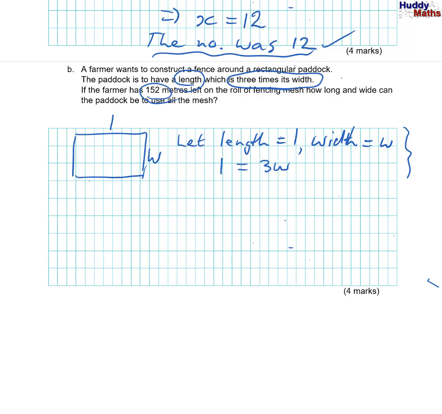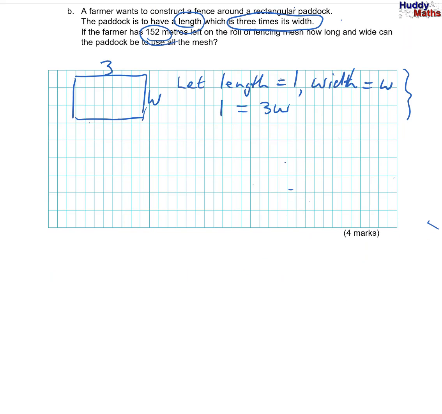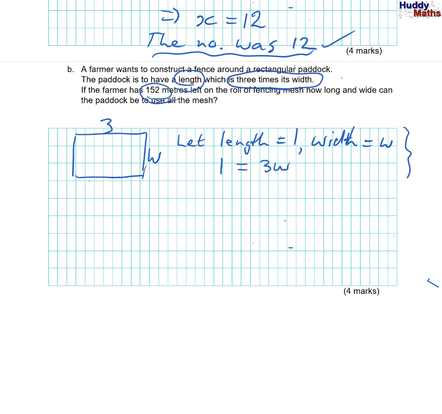So you're talking about the perimeter, aren't you? The distance right around the figure is 152 metres. So let's try and work that out. So maybe if we get rid of this and put 3W, maybe that would be helpful. So 3W, and here would be 3W, because the length is 3 times the width, and that would be a W. That would help us.